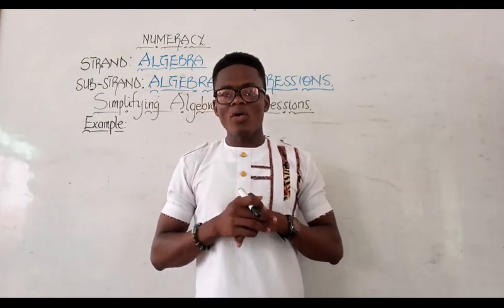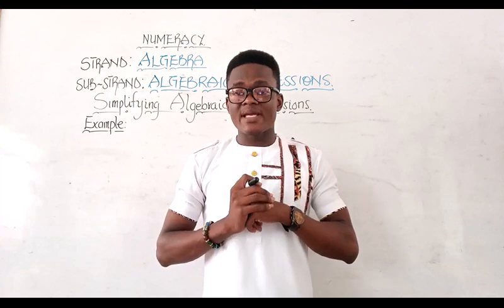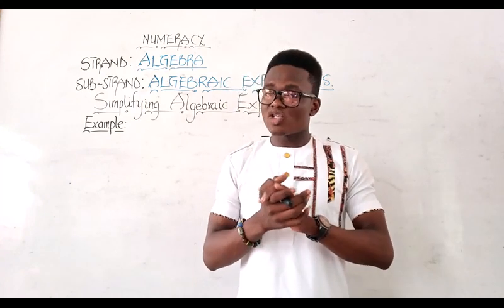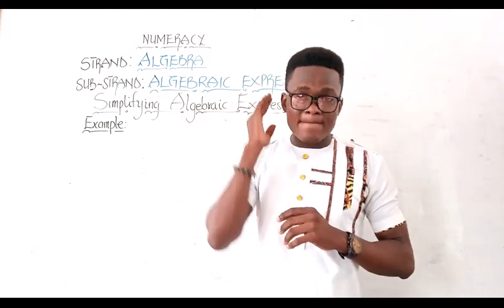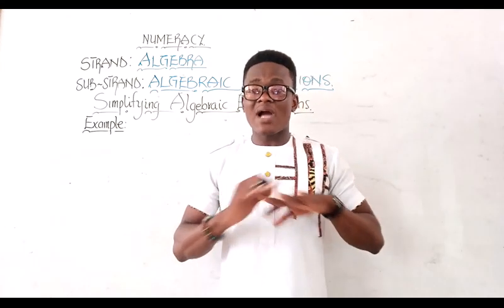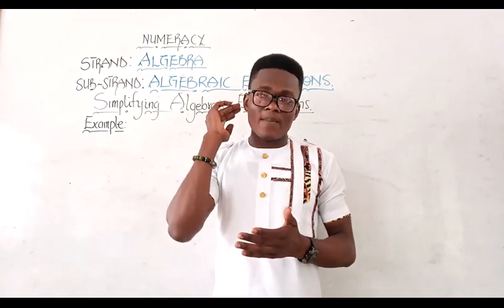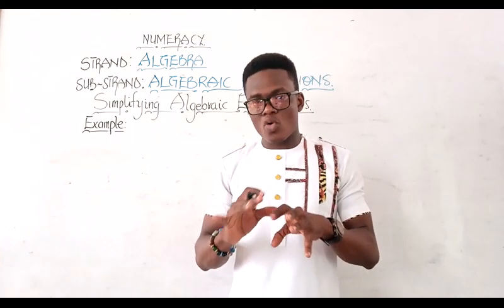So only like terms can be added or subtracted to make a simple term under algebraic expressions. So when you are simplifying, the first thing that you must bear in mind is what? Only like terms, only terms that look alike can be added or subtracted to get a simple term.